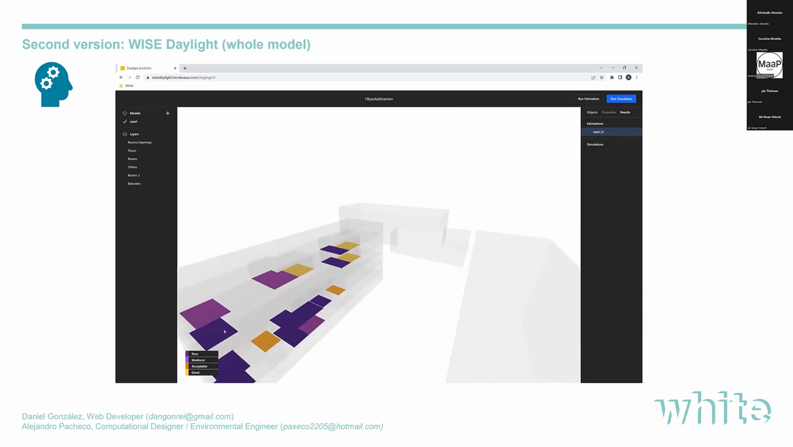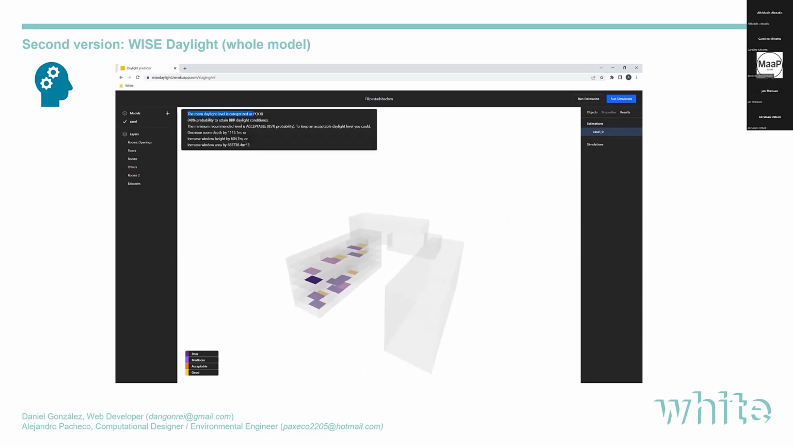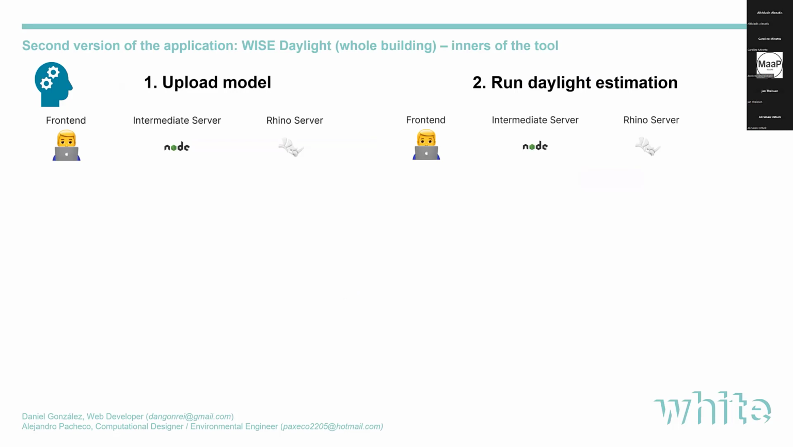It categorizes the rooms in these 4 categories that we showed before: poor, mediocre, acceptable, or good. And for those rooms that are in the 2 lower categories, poor and mediocre, if you click on them, it gives you information about how you can make this room acceptable. I see here that the units are wrong. It should be millimeters, but in this specific case that we clicked, you can decrease the room depth by 1.1 meters, or increase the window height by 0.6 meters, or increase the window area by 0.6 square meters. So that's an example of how the tool works.